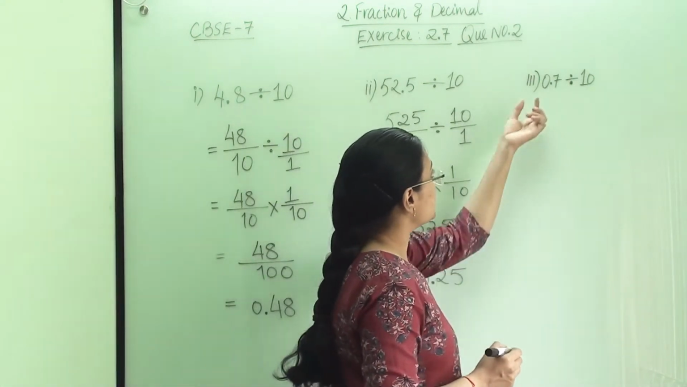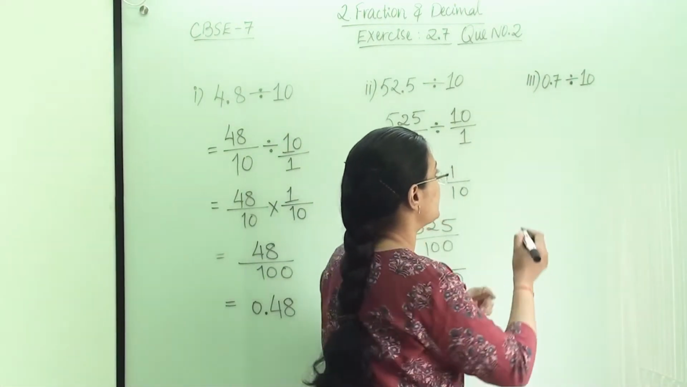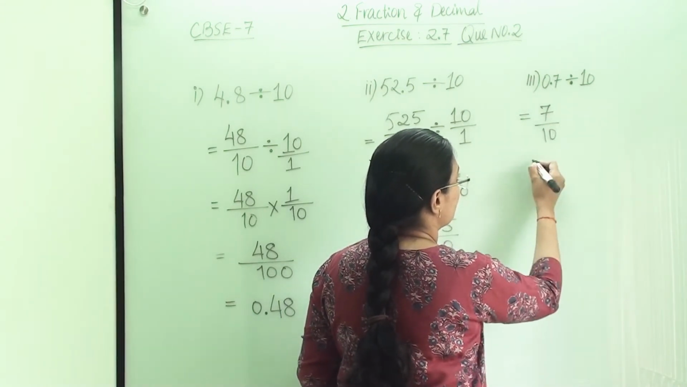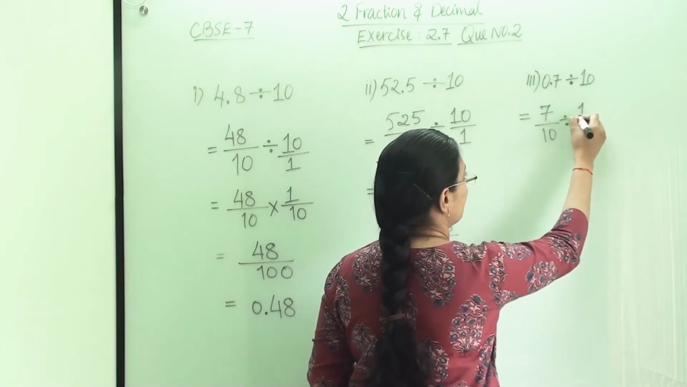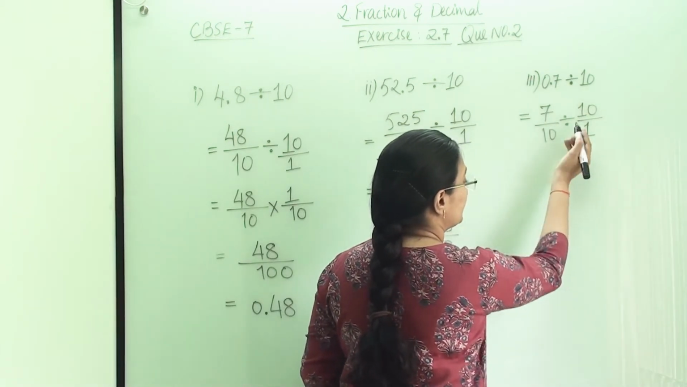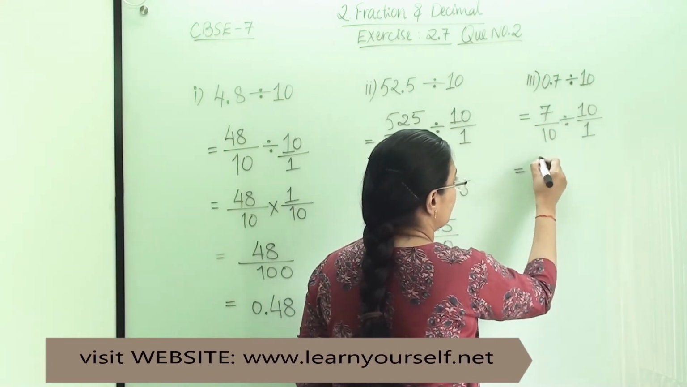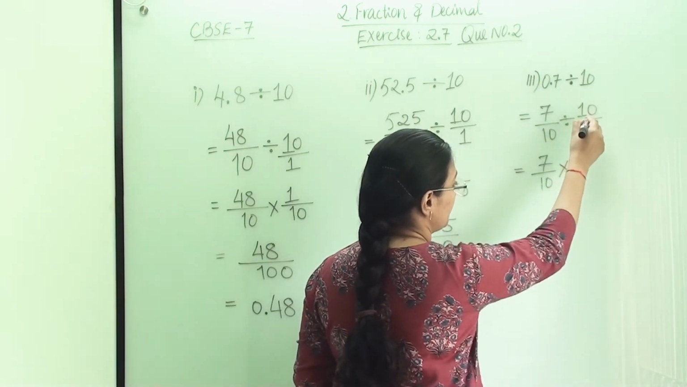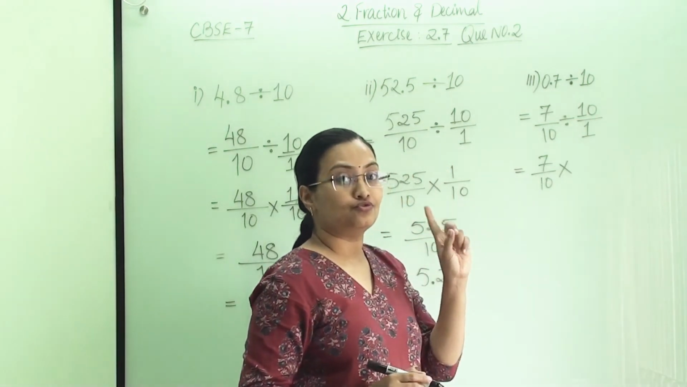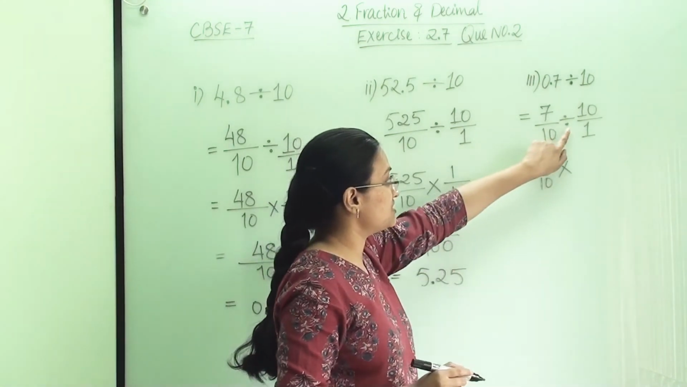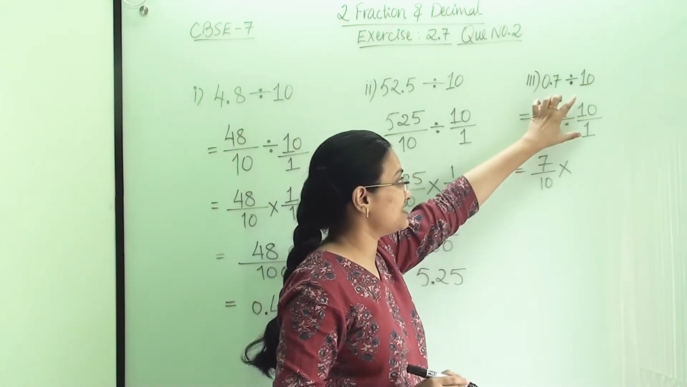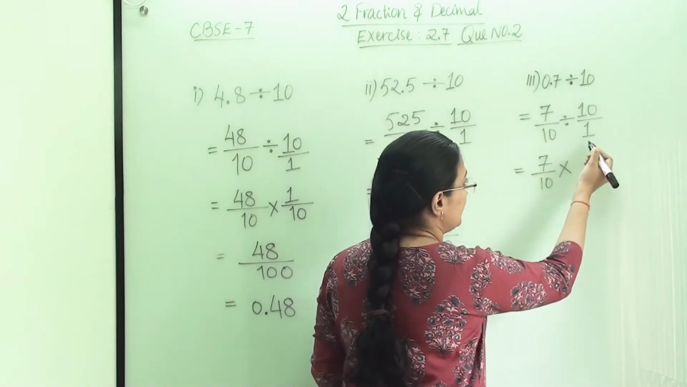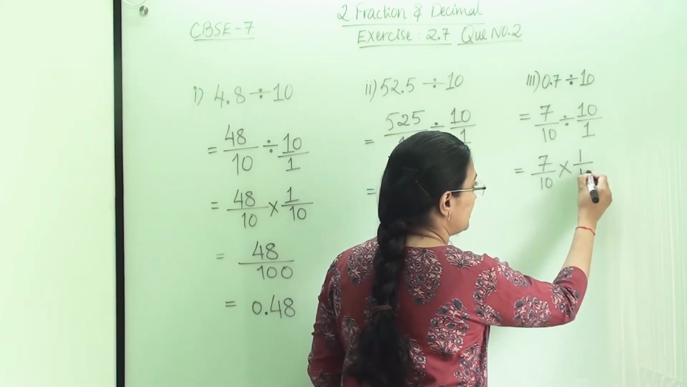Then the third one is 0.7 divided by 10. So here let us first convert this decimal number into its fraction. So 7 divided by 10, in division with 10. We are putting 1 in its denominator because this is a whole number. Now 7 divided by 10, we are changing this to multiplication and taking the reciprocal. So both these things you have to do in one single step. That division sign we are changing into a multiplication sign, and the second fraction we are taking the reciprocal of. So here 10 divided by 1 will become 1 divided by 10.